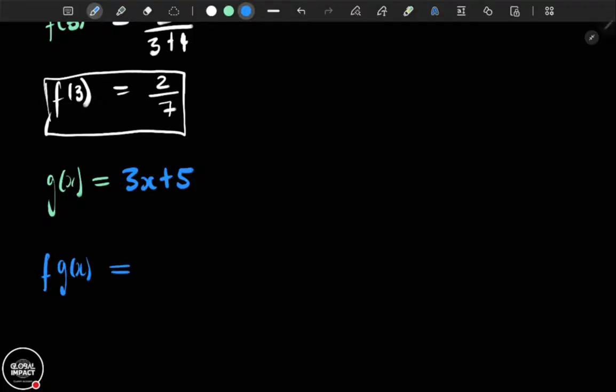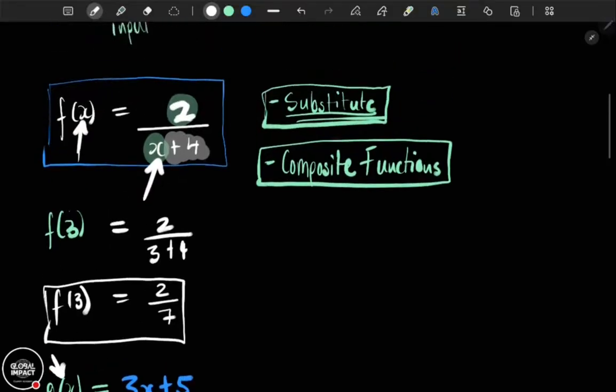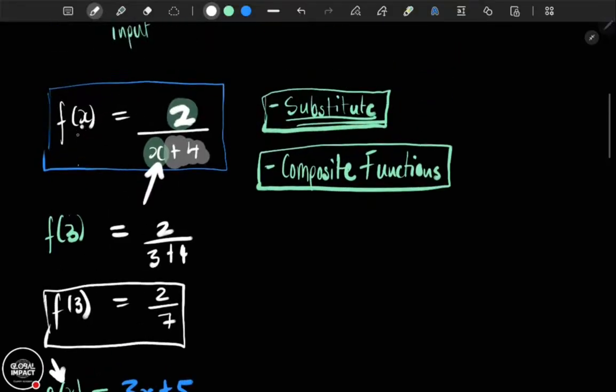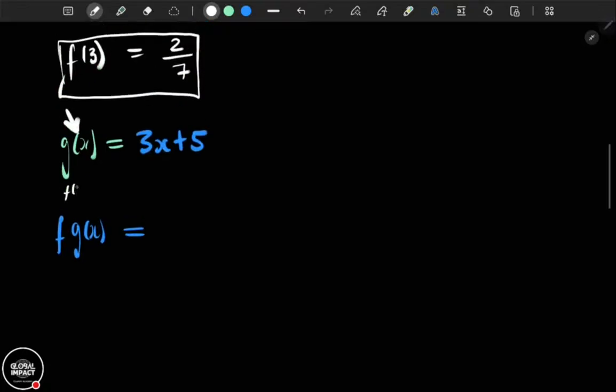What you'd be doing, if you're finding f g of x, is putting the whole g of x into f of x where there is x. Because look here, instead of f of x, we now have f of g of x. So g of x is inside. Where there was x, we now have g of x.